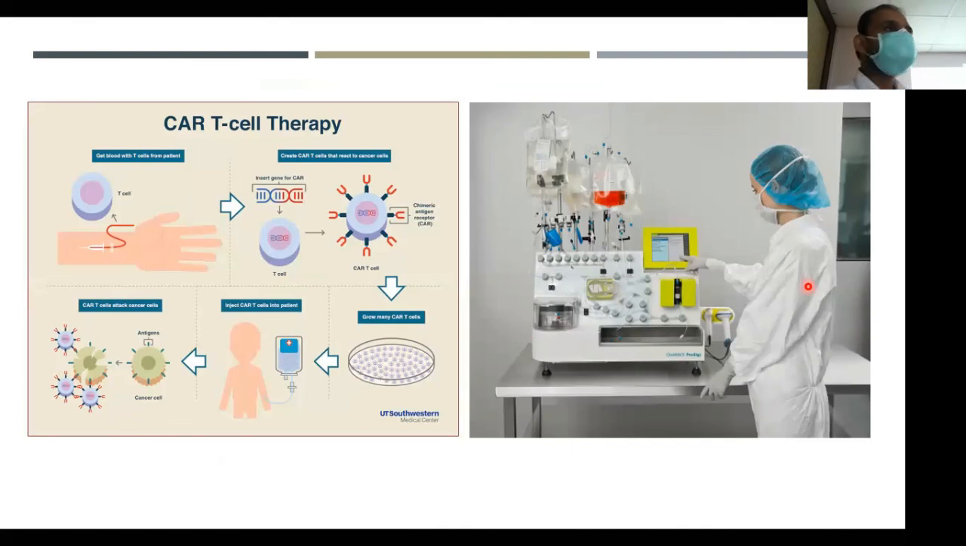CAR cell therapy is basically taking out the patient's T cells, engineering them, and inserting a vector, say, to target CD19. So these are T cells. Insert the CD19 construct, multiply, culture to sufficient quantity, and put it back. They specifically go and target the CD19 positive leukemic cells.